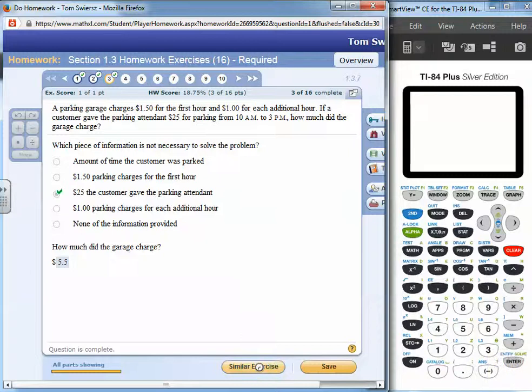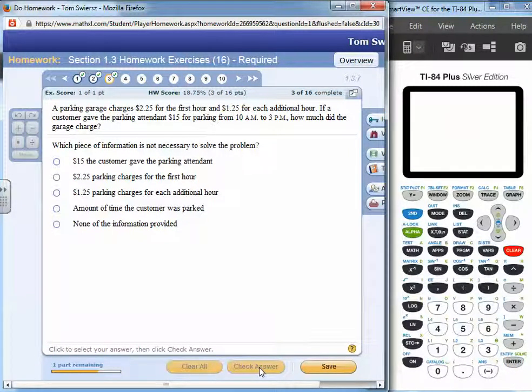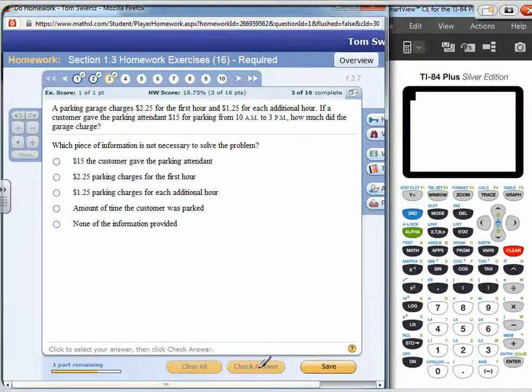Number 3. A parking garage charges $2.25 for the first hour and $1.25 for each additional hour. If a customer gave the parking attendant $15 for parking from 10 to 3, how much did the garage charge?